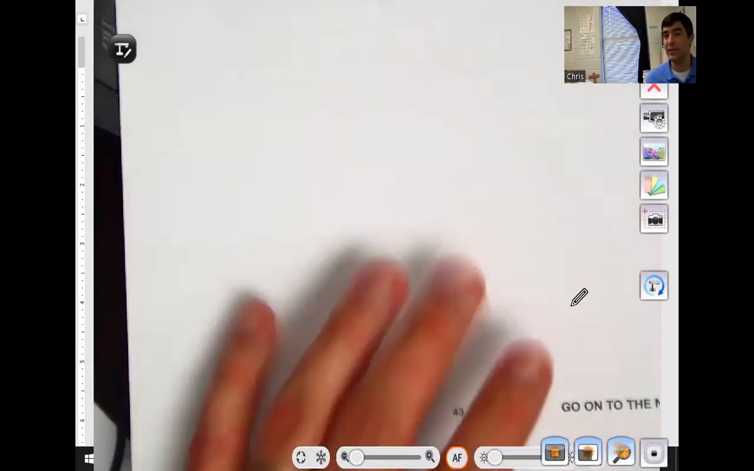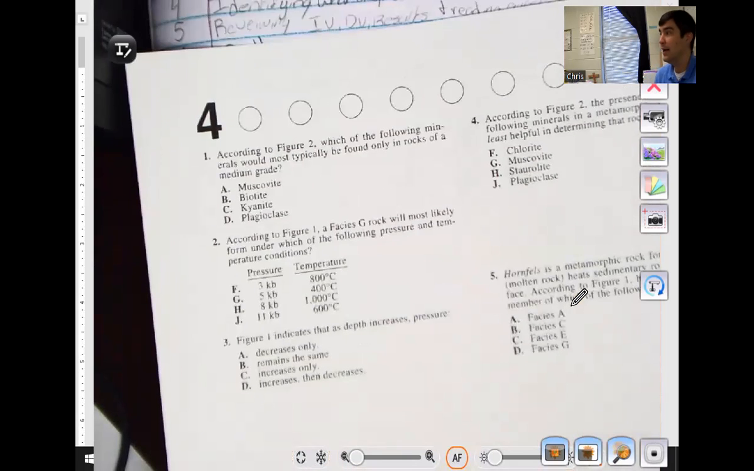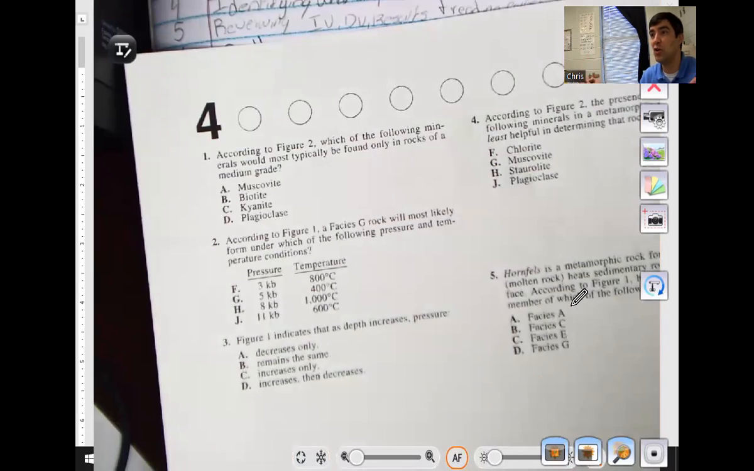Now we're ready to read the questions. Again, this is not rocket science, okay? We can do this. It's an experiment. All we're trying to do is understand the results of an experiment, okay? That's what we're trying to do.